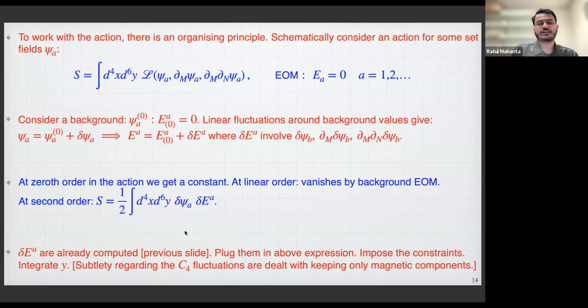There is some subtlety regarding the C4 fluctuations, because the fluctuations are taken to be self-dual. So we have kept only the magnetic component so that the action does not vanish, and we have dealt with that.